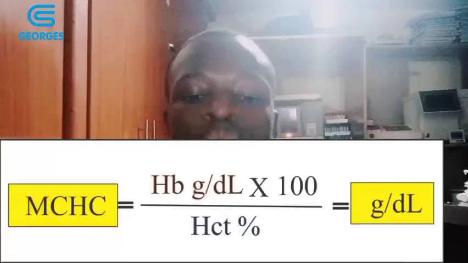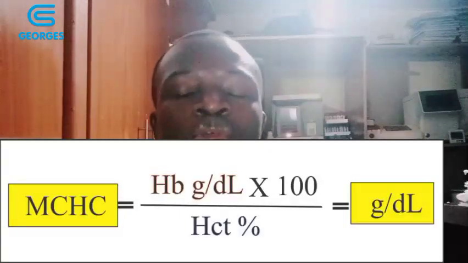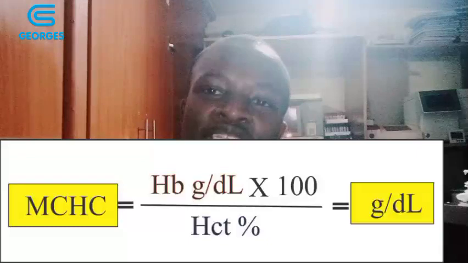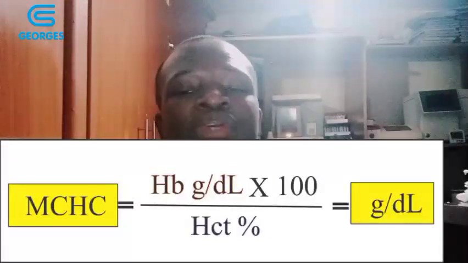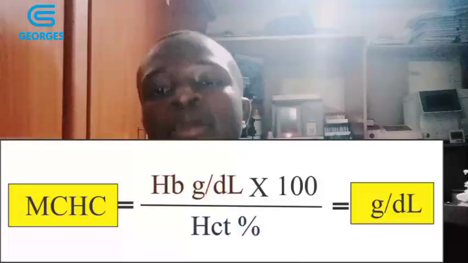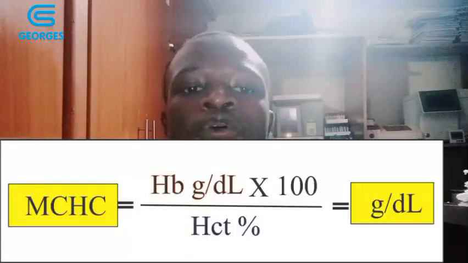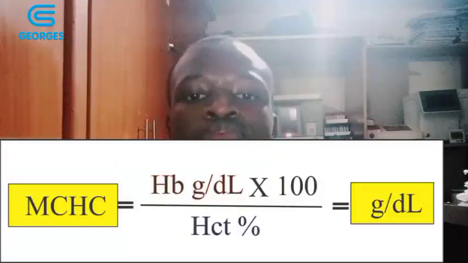And of course, there is a formula for calculating the MCHC. MCHC can be calculated by hemoglobin times 100 all over the hematocrit. So when we take the hemoglobin and multiply it by 100, then the figure that we get, we divide it by the hematocrit, and we will get the figure for MCHC.